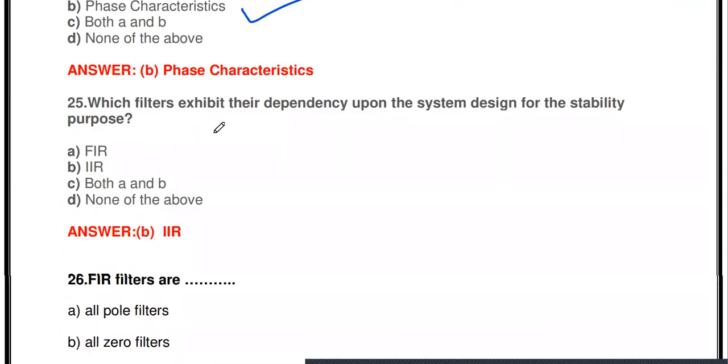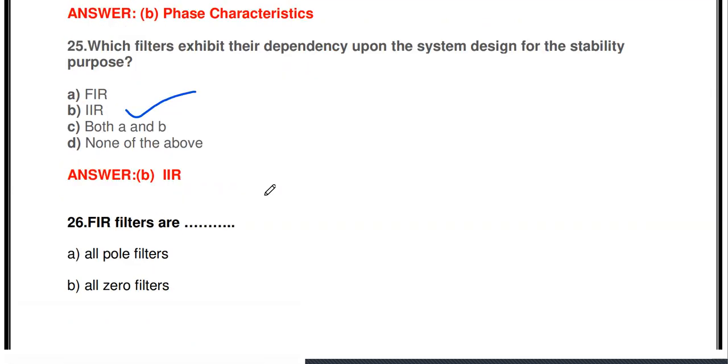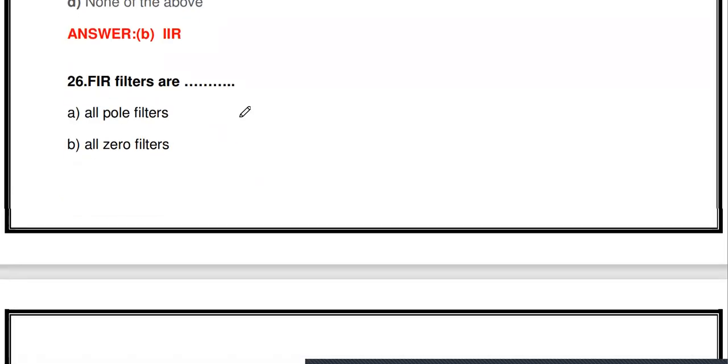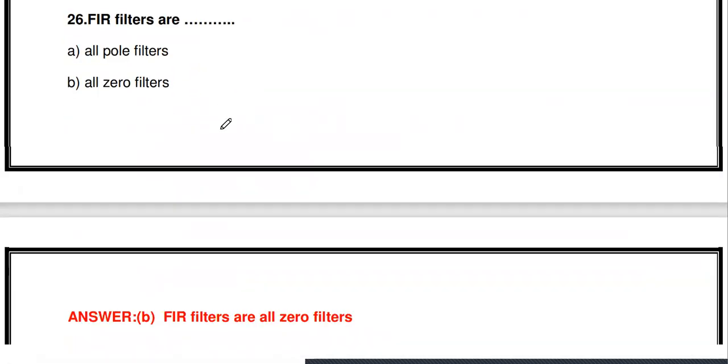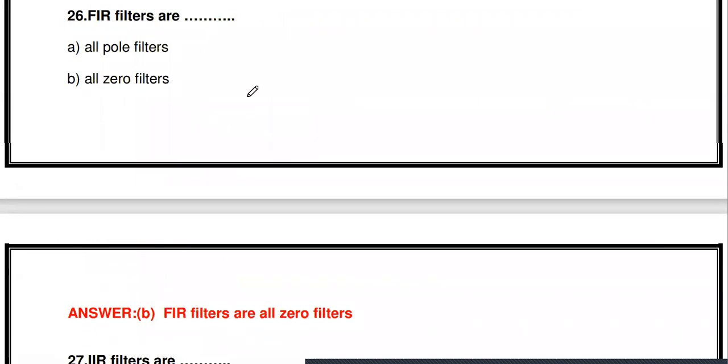Which filter exhibits dependency upon the system design for stability purpose? IIR filter. Here is the answer. Then FIR filters are all pole filters or all zero filters? FIR filters are all zero filters.